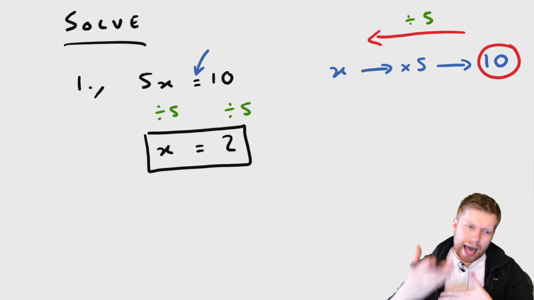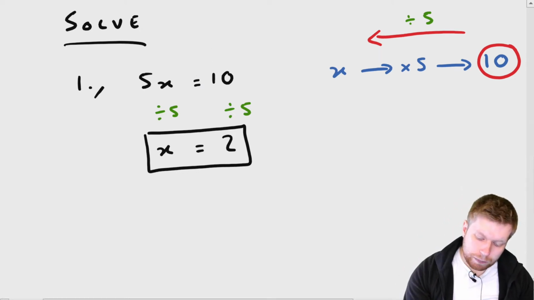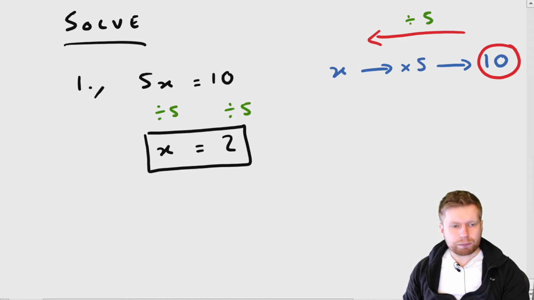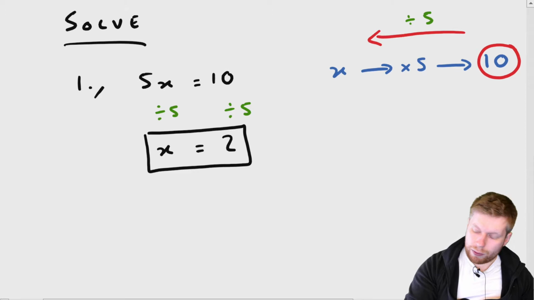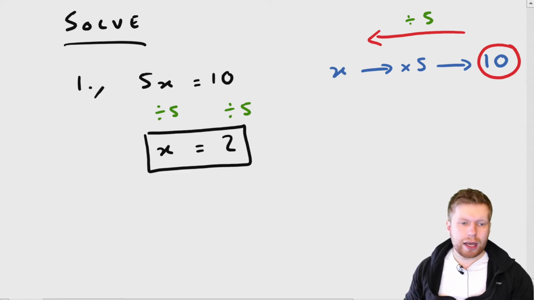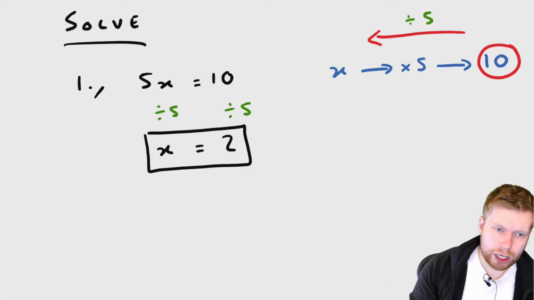But what I want you to do is get into the habit of playing it backwards. Okay, playing this thing backwards and then doing the same thing to both sides, just like we did over here. So you realise to get rid of that times by 5, you have to divide by 5, because that will help us out when things get slightly more challenging.